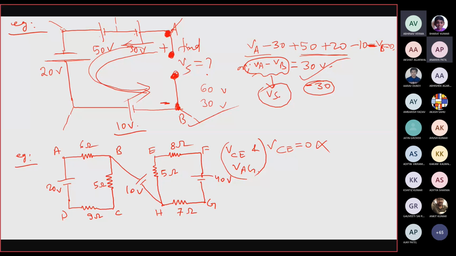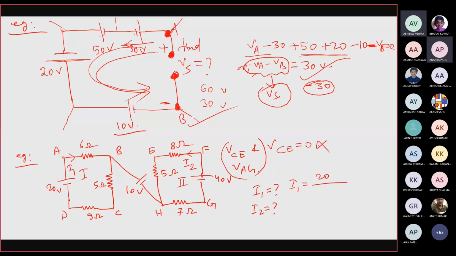Suppose this left one we consider as the first circuit and this as the second circuit. So first of all, tell me what will be the value of current flowing through the first circuit. Let us consider it as I1 and the current flowing through the second circuit as I2. So what will be the magnitude of I1 and I2? Tell me this first. Sir, I1 is 1 ampere.